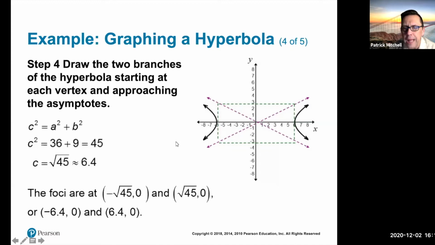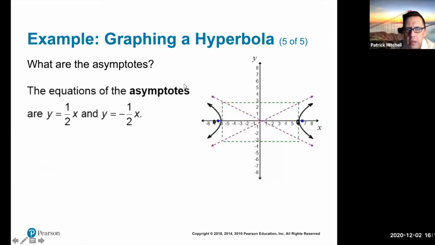So if you're trying to plot the foci on your graph, that would look something like they're very, very close to the vertices. There's one right about there and one right about there. Okay, so, oh, they did it on the next slide. And as we said before, the equations of the asymptotes are y equals 1/2 x and y equals negative 1/2 x.